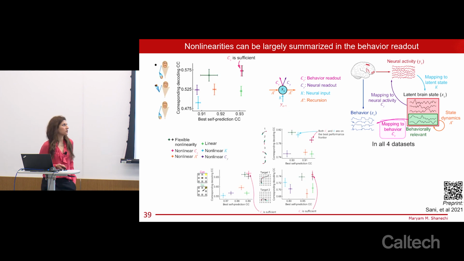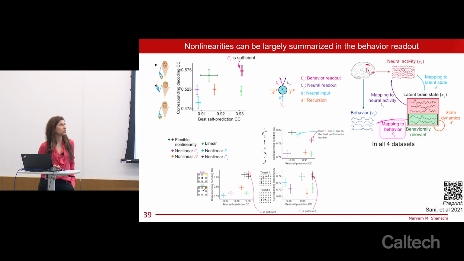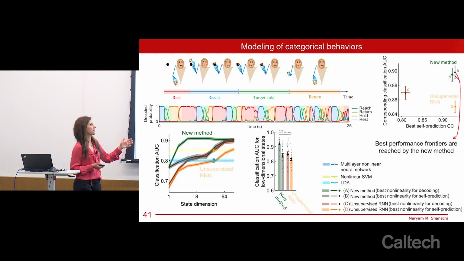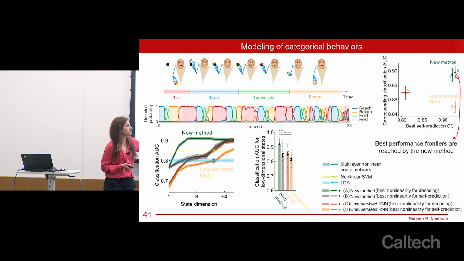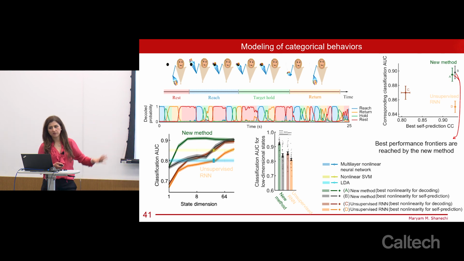We showed you that across all 4 data sets, when we did hypothesis testing, we found the source to be in the readout from latent dynamics, meaning summarizing things there was as good as a fully nonlinear model and better than every individual nonlinearity. And finally, we talked about generalization to categorical behavior. Here, task epochs. I showed you how we extend to categorical behaviors. This shows you that the benefits still hold in terms of this method doing better decoding and being on the performance frontier compared with an unsupervised RNN.